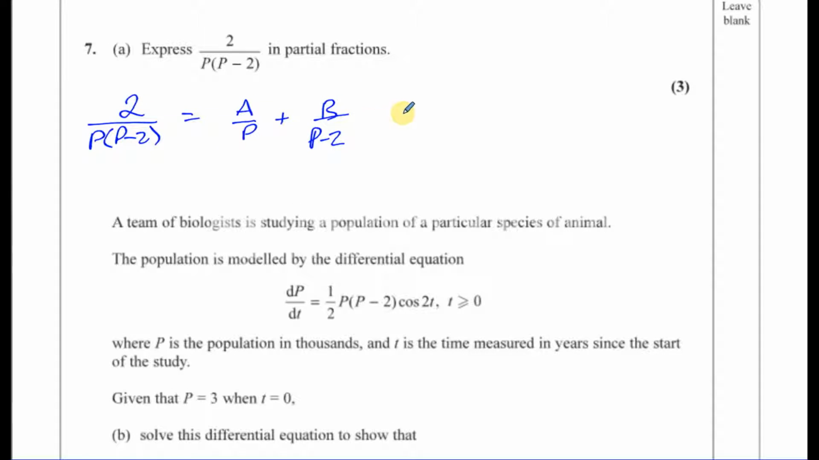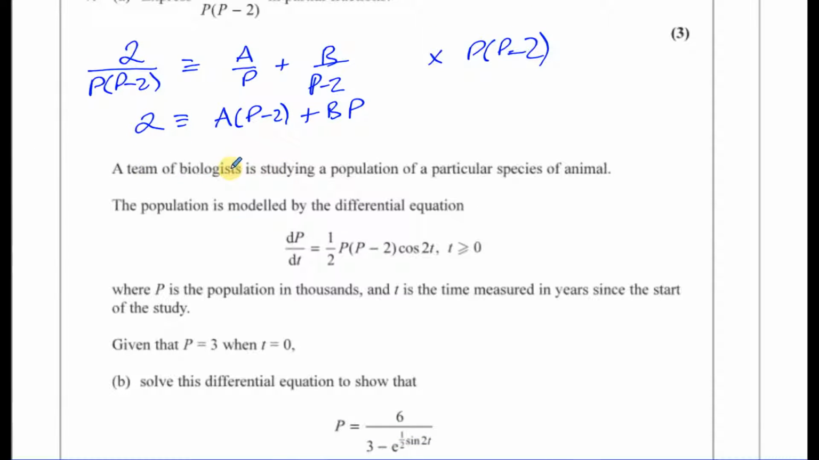Now what we can do here is multiply both sides by P times P minus 2. On this side, the P times P minus 2 will disappear. So you've got 2 is identical to, this is like an identity, and the P will cancel out from this term when you multiply it. So you're left with A times P minus 2, and here the P minus 2 cancels out, so you're left with B times P.